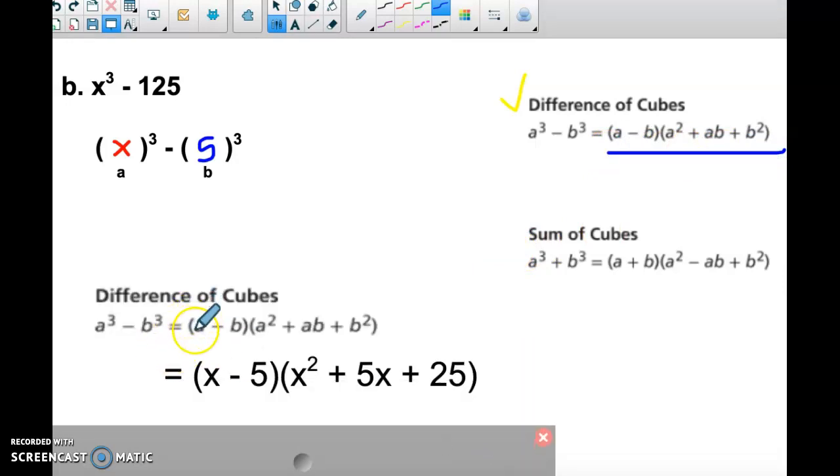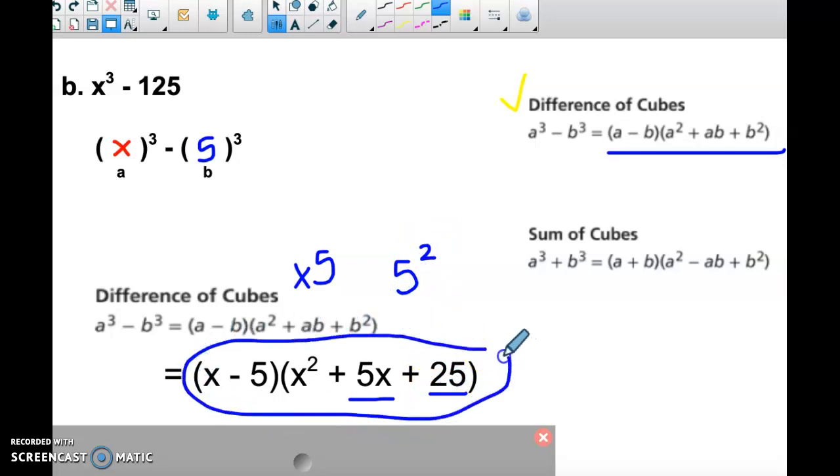And I have x minus b, which is 5. My b is 5, so x minus 5. A squared, x squared, plus ab. My a is x. My b is 5, so it would say x5. We want to write that as 5x in my final answer, plus b squared. My b is 5. 5 squared simplifies to 25. And that is how we factor when we have cubes.